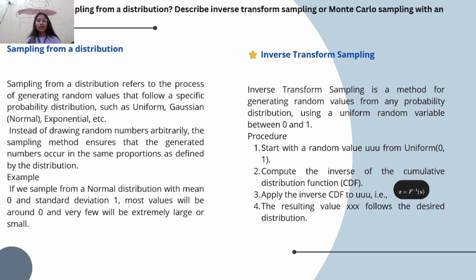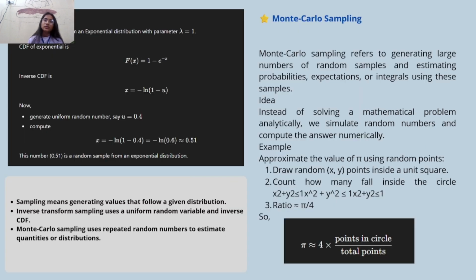Okay. So moving ahead with inverse transform sampling. Inverse transform sampling is a method for generating random values from a probability distribution using a uniform random variable between 0 and 1. Generate U from uniform 0 to 1, compute the inverse, then output that value as the sample. Example here is the exponential distribution. To apply the inverse CDF, we have this formula written on the screen, x equals F inverse of U. So this is inverse transform.